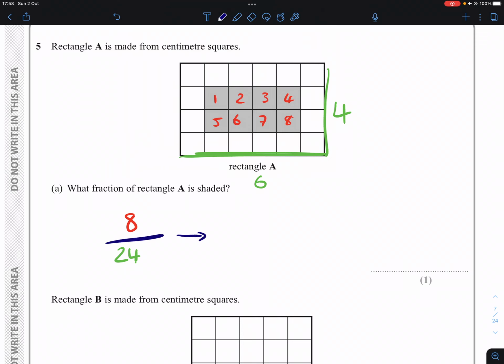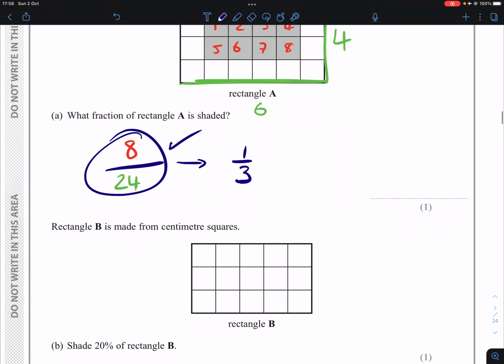When you simplify that, although it's not needed, because this is a 1-mark question, a good habit would be to simplify it. When you simplify it gives you 1 over 3. But if you've written 8 over 24, you will get the 1 mark. And of course, if you write 1 over 3, you'll also get the 1 mark. You won't get 2 for it, but in any case, 1 over 3 is nicer, let's say.